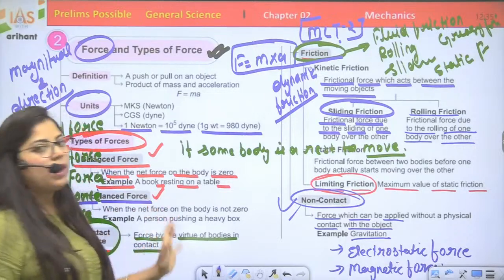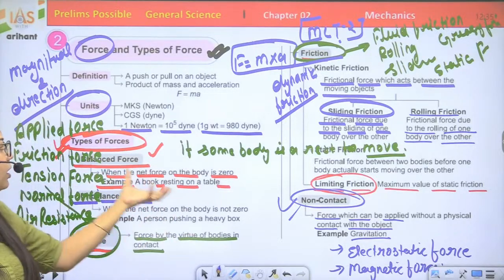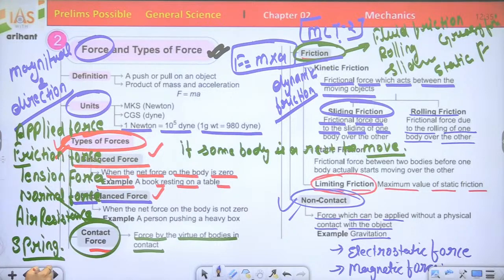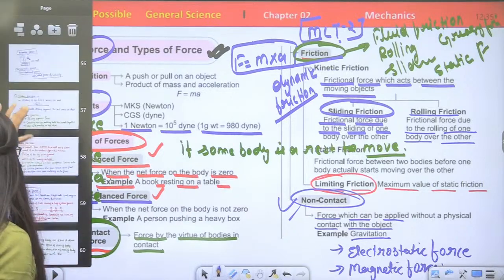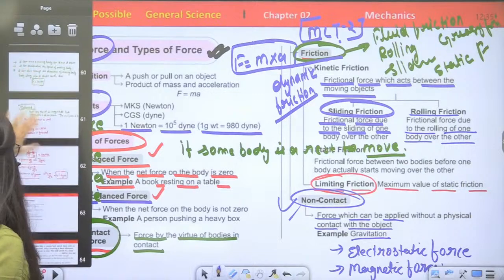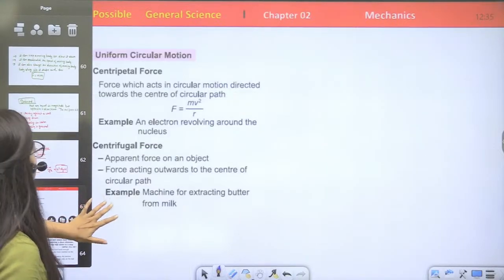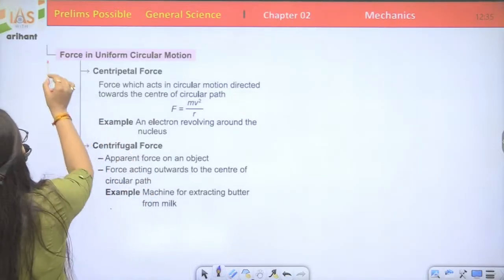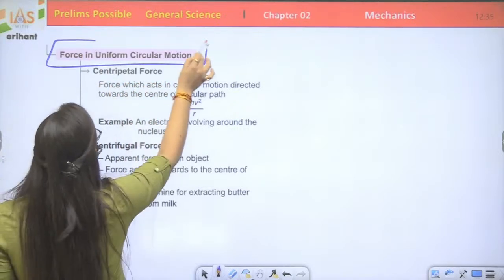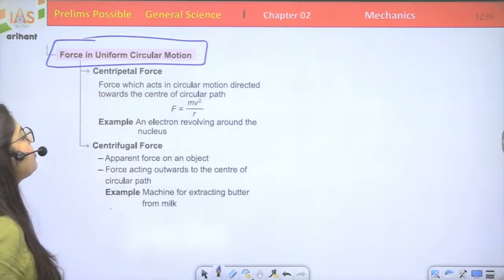Right? So I hope you understand all these points given here. Now we are going to discuss some questions based on this theory part. All right. Yes, again, force in uniform circular motion.